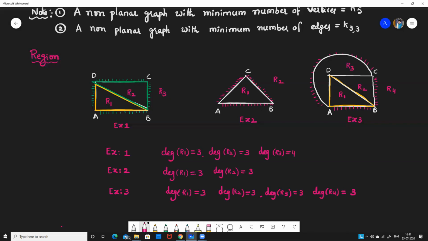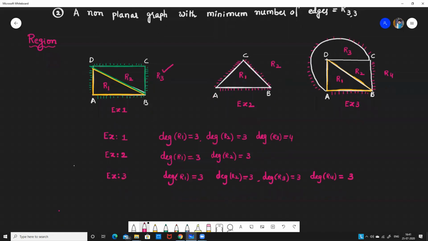If the region is an unbounded region, for example, in the first example, who is the unbounded region? R3 is the unbounded region. If the region is unbounded, then the degree of the unbounded region is equal to the number of edges exposed to that region. This total space R3, how many edges are exposed? 4 edges. So that is the concept of degree of region. There are 2 types of regions: one is bounded region, another one is unbounded region.